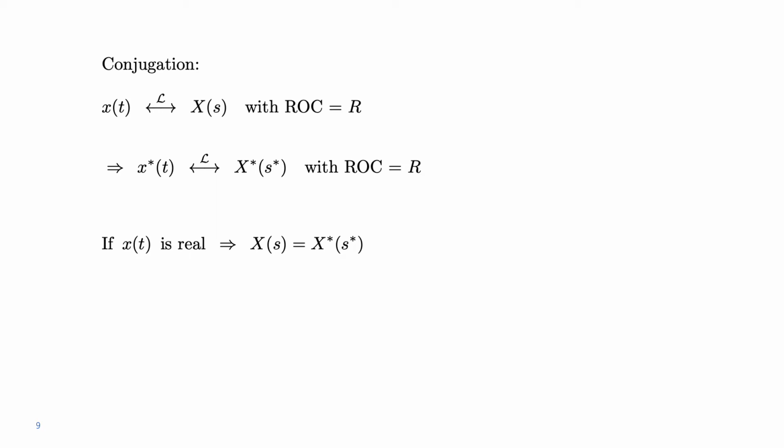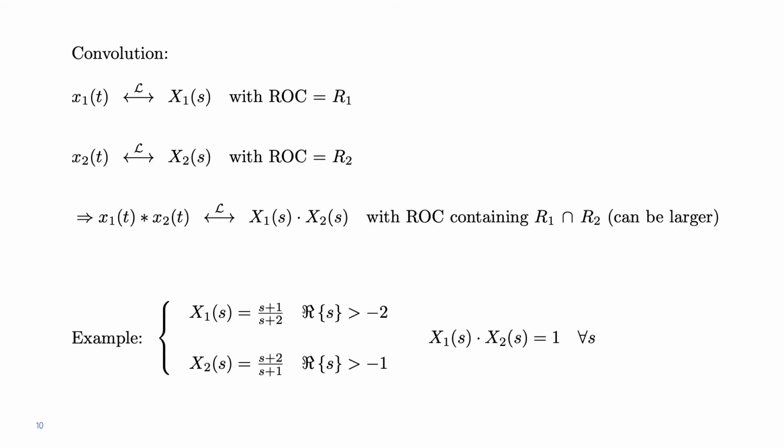Conjugation. If you have the conjugate of a signal, x conjugate of t, then its Laplace transform will be x conjugate of s conjugate, with the same region of convergence. This is the equivalent of what we saw for the Fourier transform, if you recall. And in particular, when x is real, then we have the property that x of s is equal to the conjugate of x of s conjugate. So we have a sort of symmetry.